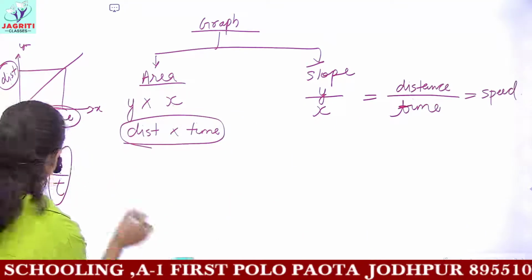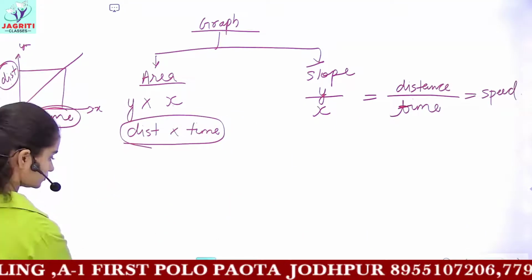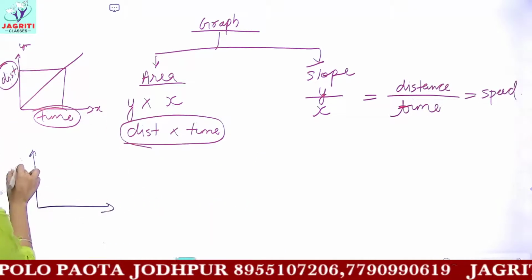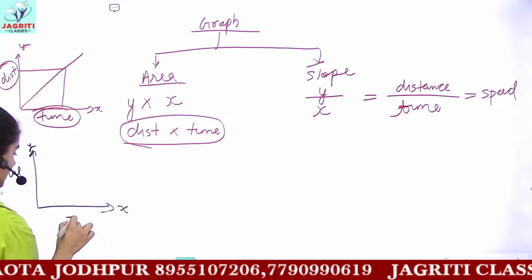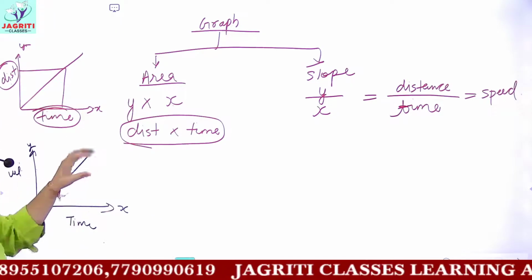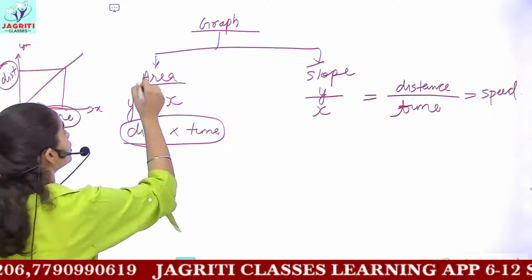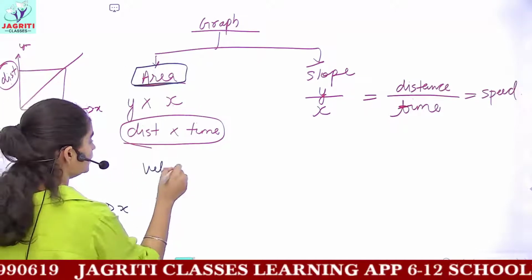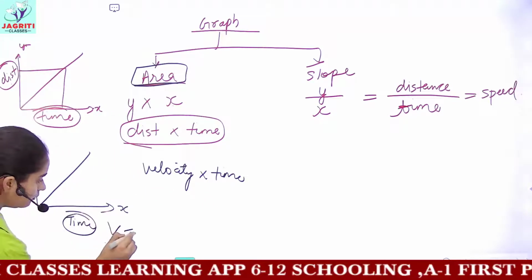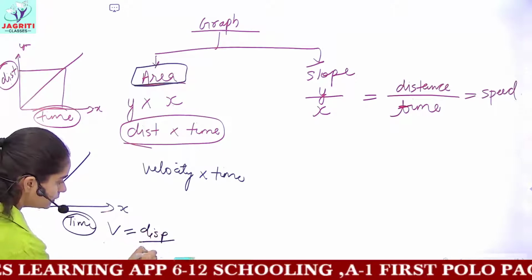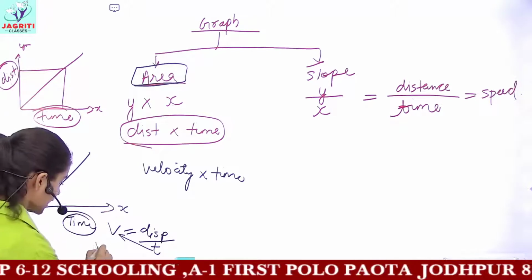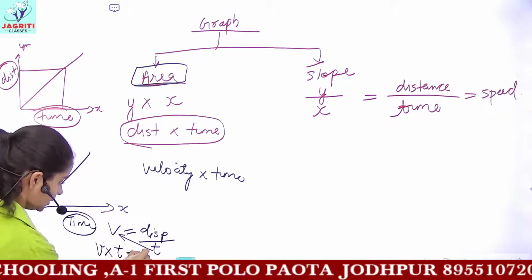Similarly, if you have a velocity time graph with you, we'll be doing many such graphical questions. If you have a graph between velocity and time, so what would be the area of this graph? Area would be velocity into time. So if I find the area of this graph, I would get velocity multiplied by time. And you know the formula of velocity is displacement upon time. So if I move the time to the left hand side of the equation, I would get velocity into time, which is equal to displacement.